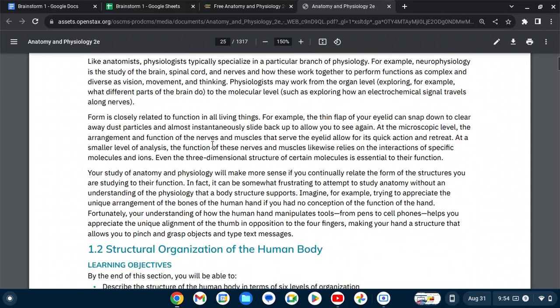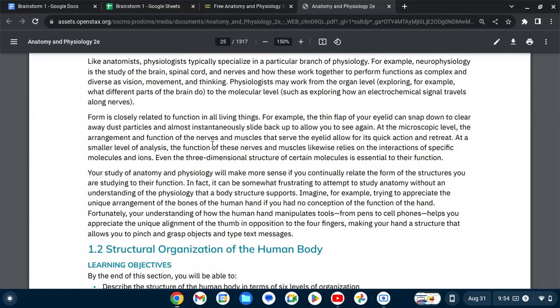Like anatomists, physiologists typically specialize in a particular branch of physiology. For example, neurophysiology is the study of the brain, spinal cord, and nerves, and how these work together to perform functions as complex and diverse as vision, movement, and thinking. Physiologists may work from the organ level, exploring, for example, what different parts of the brain do, to the molecular level.